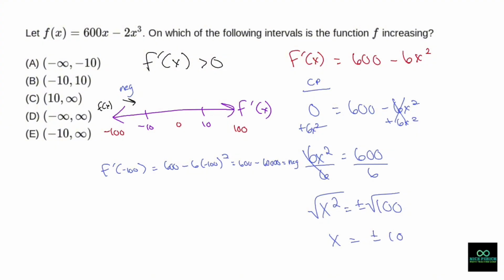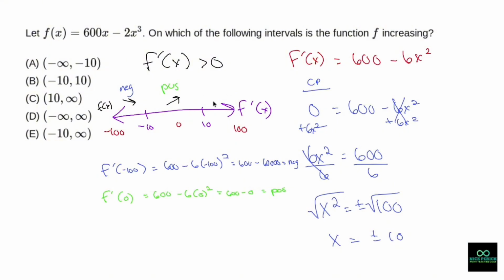So let's do it again, and let's do it with 0. F prime of 0 is going to be 600 minus 6 times 0 squared, which is going to be 600 minus 0, which is going to be a positive number. So you're positive right here, which means my function is increasing between negative 10 and positive 10.